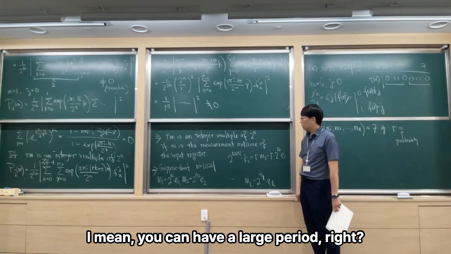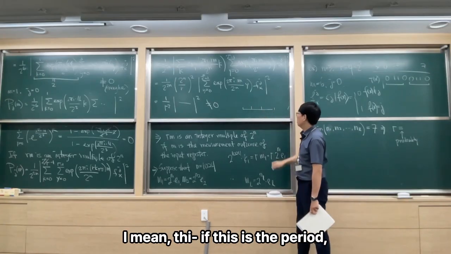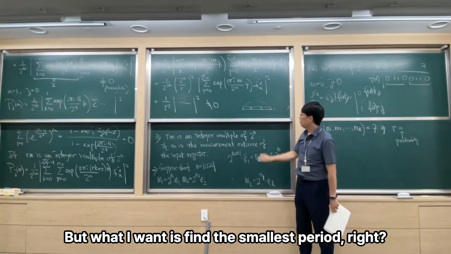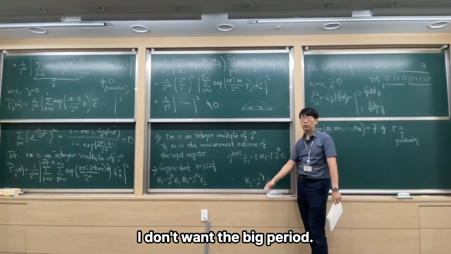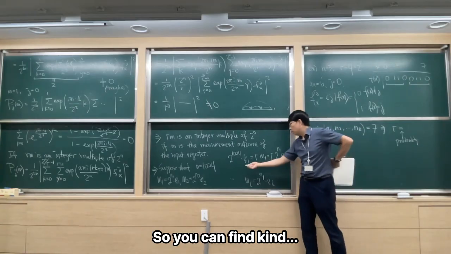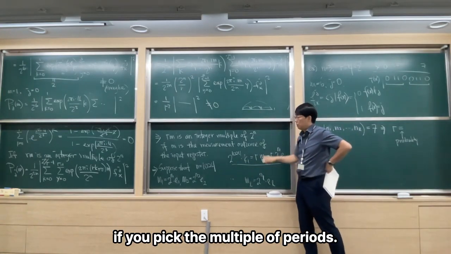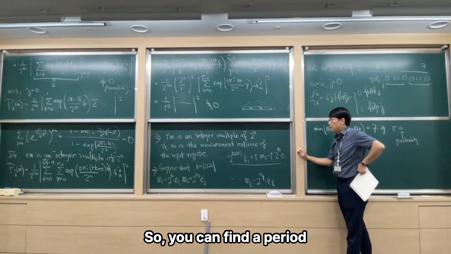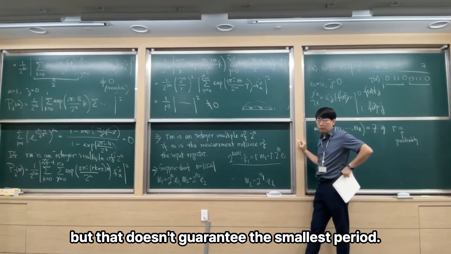I mean, you can have a large period, right? Like if this is the period, you can say this is the period. But what I want is to find the smallest period, right? I don't want the big period. Everything is a period if you take a multiple of the period. So you can find a period by taking one measurement, but that doesn't guarantee the smallest period.